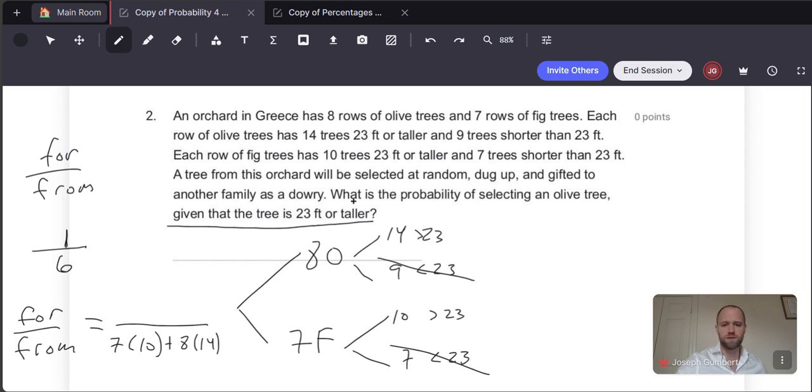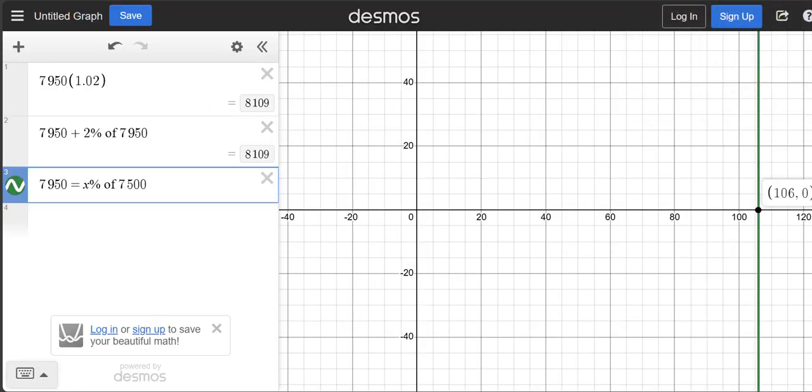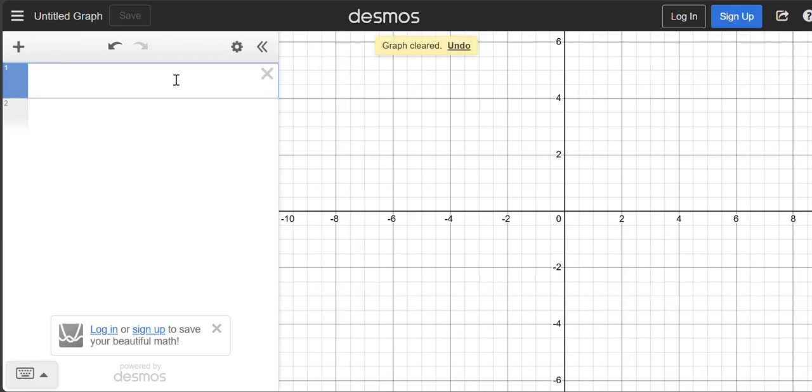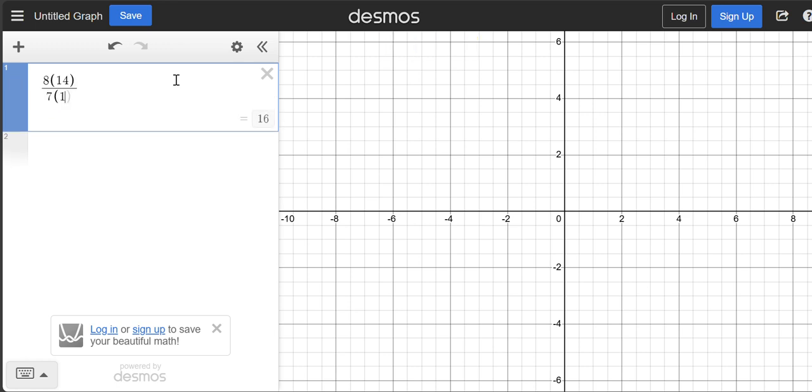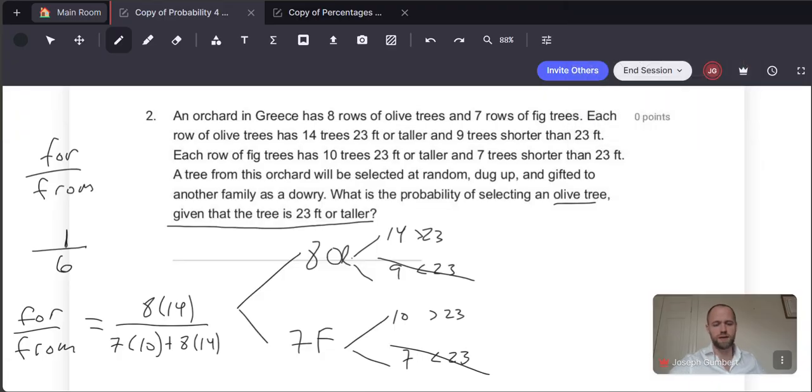Right. Now what I'm selecting for is just an olive tree that's 23 feet or taller, so that would be 8 olive times 14, so 8 times 14. And so this is going to be my fraction. It's going to be 8 times 14 over 7 times 10 plus 8 times 14. So we'll go to Desmos and see what we need to do for that. Let's go ahead and clear this off. So I'm going to do 8 times 14 divided by 7 times 10 plus 8 times 14. And I got a weird decimal here. With that, I'm just going to convert it to a fraction, which is an 8 out of 13 fraction. And so 8 out of 13 is going to be the correct answer then.